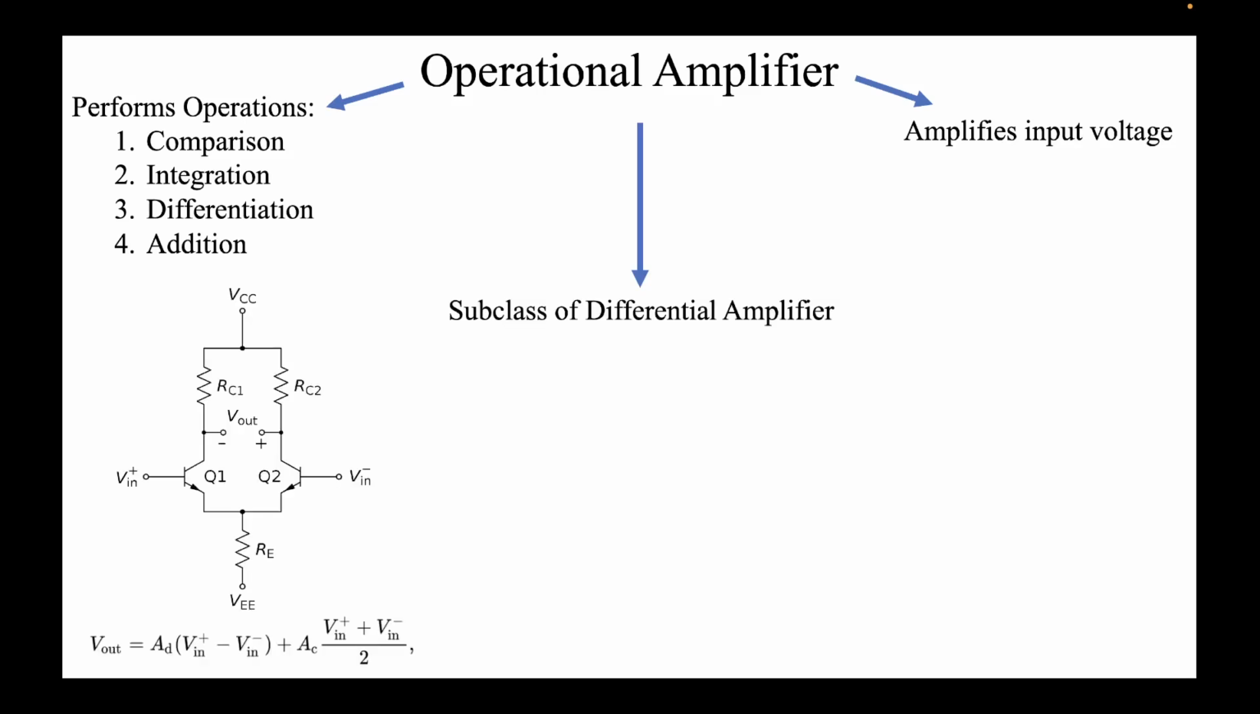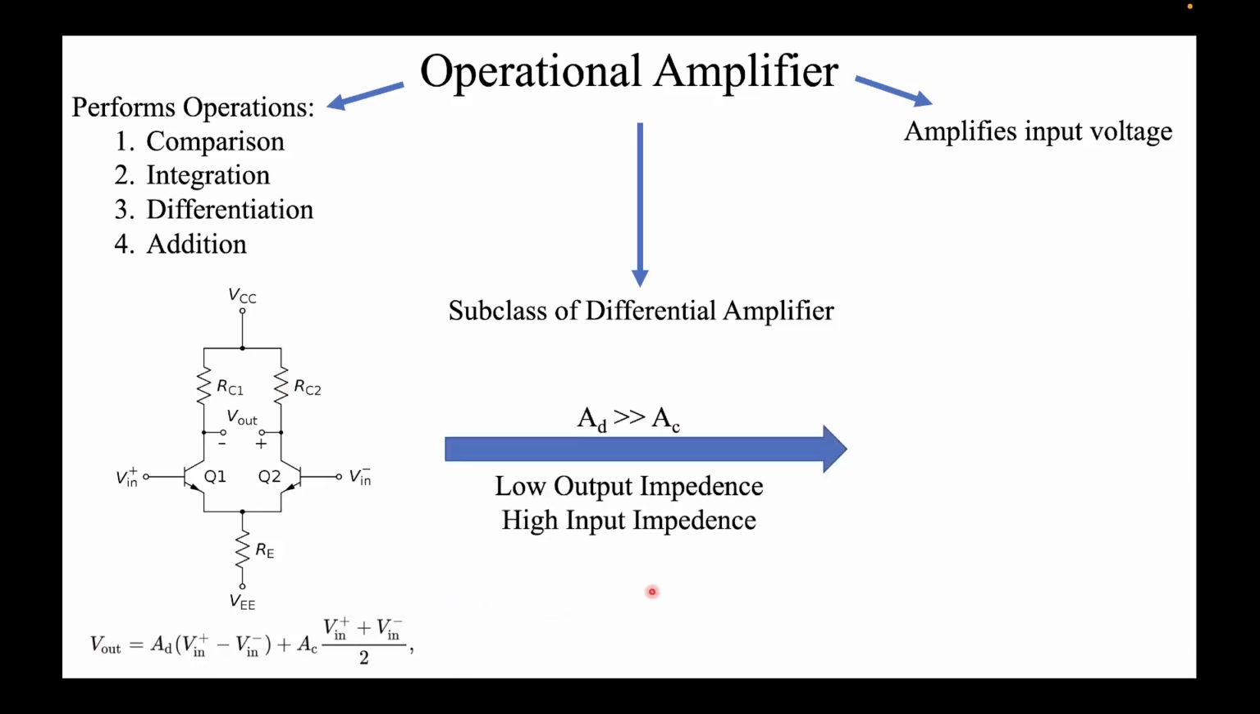For that, we need to see how a very simplified differential amplifier looks, something like this, which you can see on your screen on the left. And this is the voltage expression for such a differential amplifier. However, in order to convert a differential amplifier to an op-amp, you need to have AD greater than AC, where AD is the differential gain that you can see here.